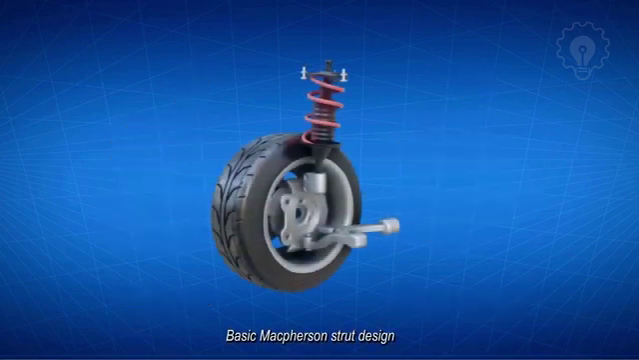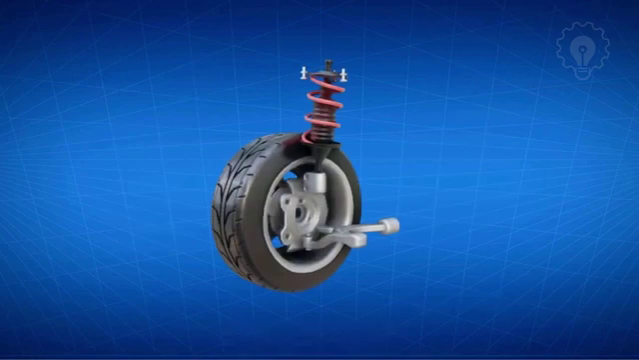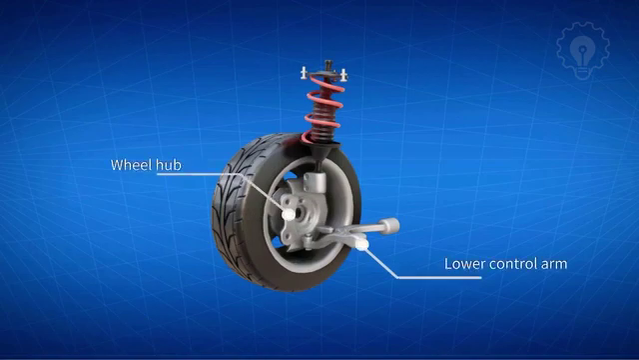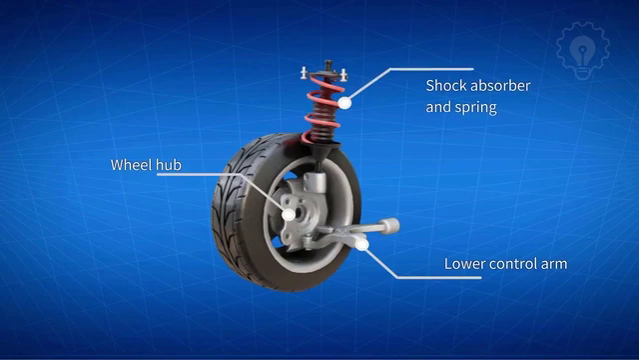Basic McPherson strut design. Let's look at the major parts of a McPherson strut suspension. A single control arm connected to the bottom of the wheel hub. A shock spring combination protruding from the top. The McPherson strut combines the coil spring and shock absorber into an integrated unit. This gives a more compact and lighter suspension framework that can be used for front-wheel drive vehicles. A steering link connected to the wheel hub.